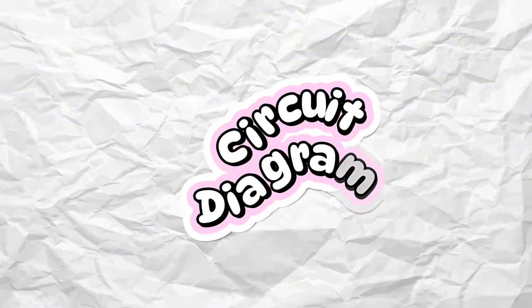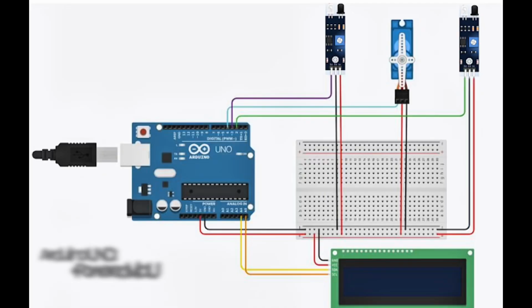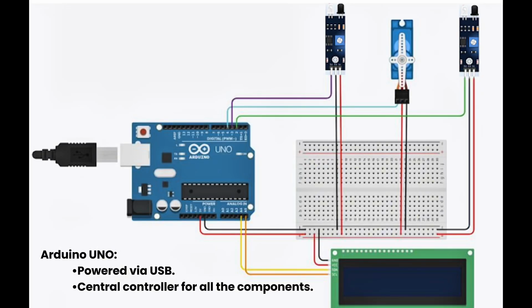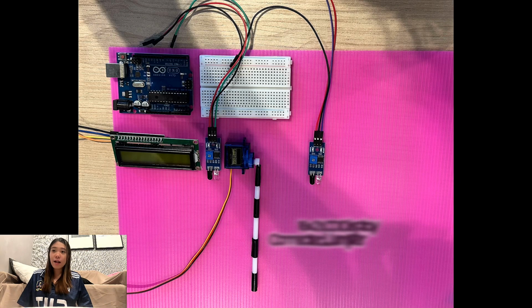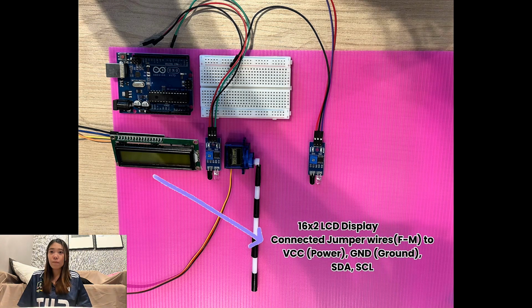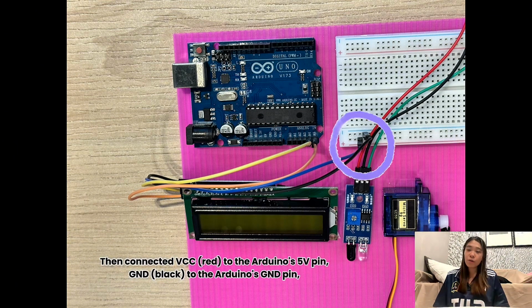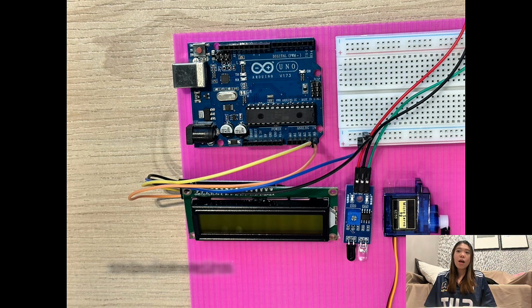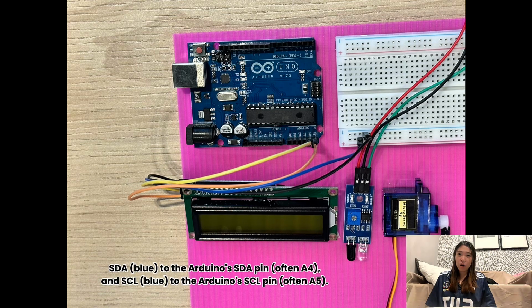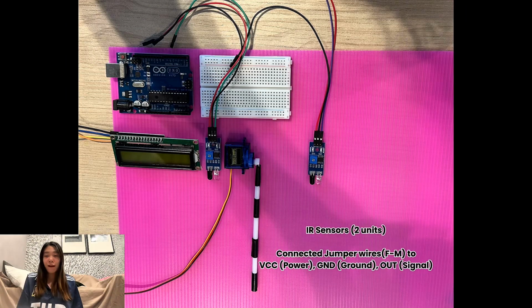Next is the circuit diagram. Now let's take a look in detail. For the 16x2 LCD display, we first connected jumper wires female to male to VCC, ground, SDA, and SCL. Then we connected VCC to the Arduino's 5V pin and the ground to the Arduino's ground pin. SDA, the blue one, we connected to the Arduino's SDA pin, which is A4, and SCL to the Arduino's SCL pin, which is A5.